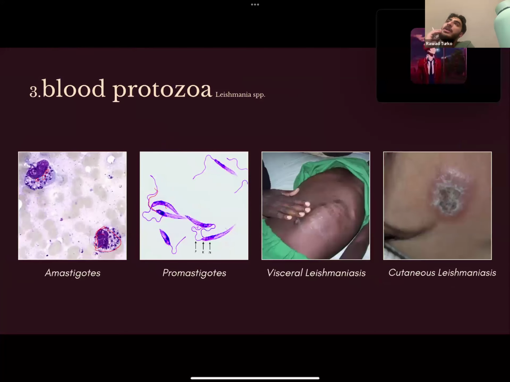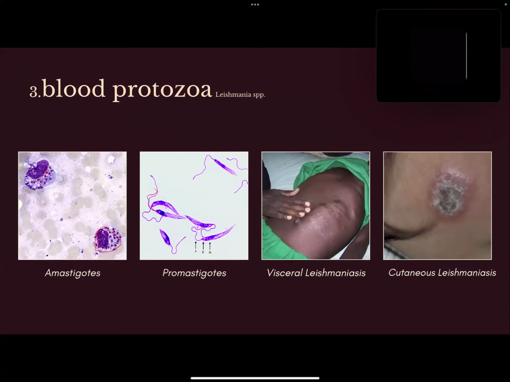Who can tell me the other parasite we talked about that is also a flagellate? Giardia lamblia, yes, perfect. You can tell that it looks a lot different. These bodies are way more slender and thinner than the ones with Giardia lamblia. That's how you tell the difference.